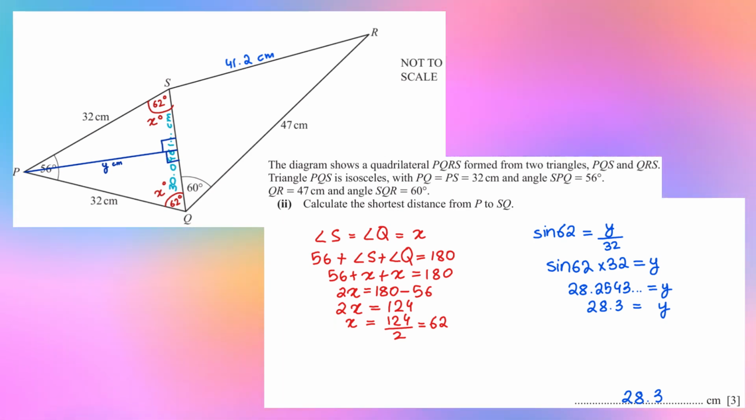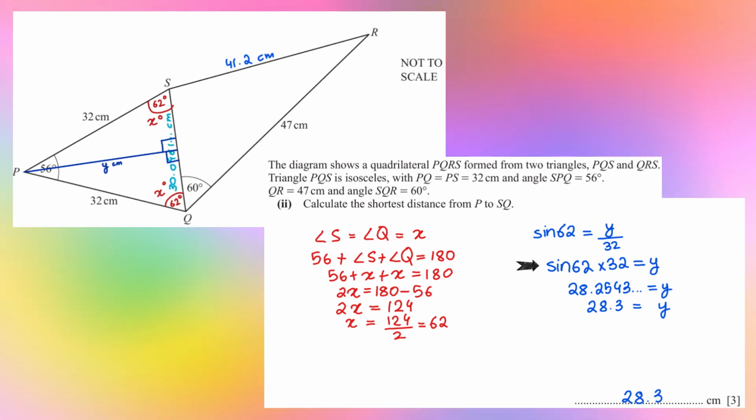Now, we can decide which trigonometric ratio, so CAH or TOA, we need to solve for y. We know the hypotenuse is 32 centimeters, and we are solving for the side opposite to angle S, which is y. So, since we are dealing with the hypotenuse and the opposite side, we use sine of theta equals opposite over hypotenuse. Substituting the respective values into this ratio, we get the sine of 62 equals y over 32. Then we solve for y.